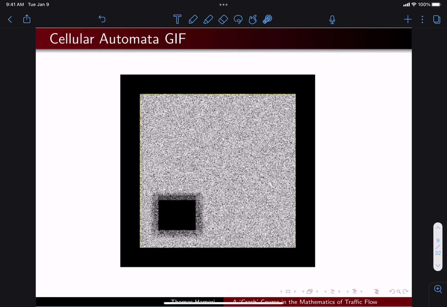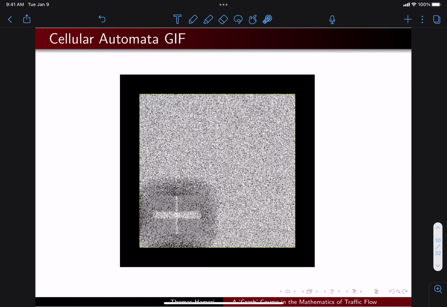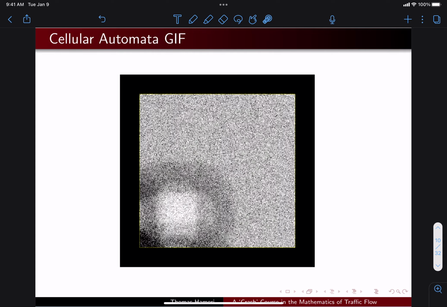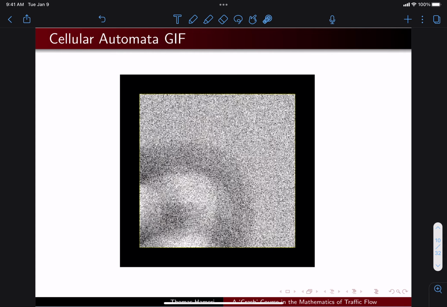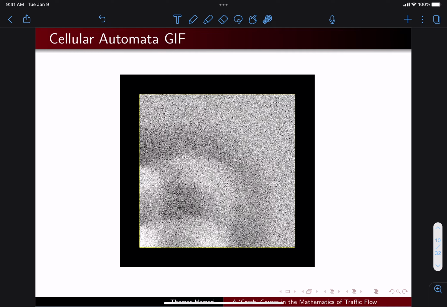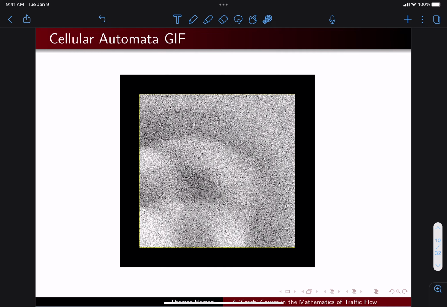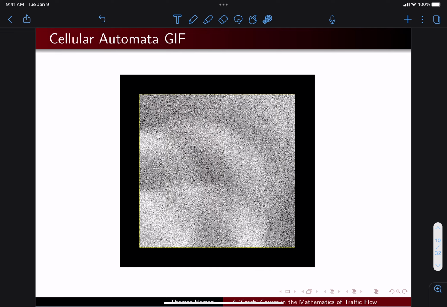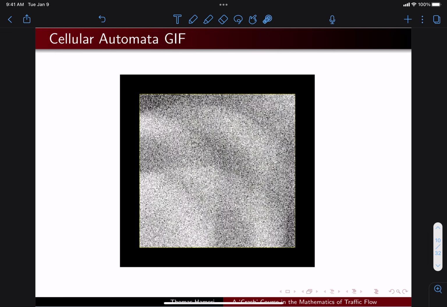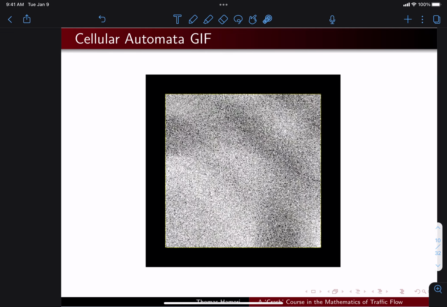So let me show you an animation of that. This is a 2D, actually I guess it's 3D technically, because if you count the grayscale. But anyway, this is a 2D gas dynamics simulation. So what do we have? Initially, let me restart it.